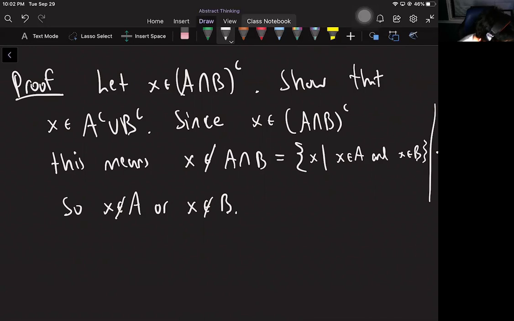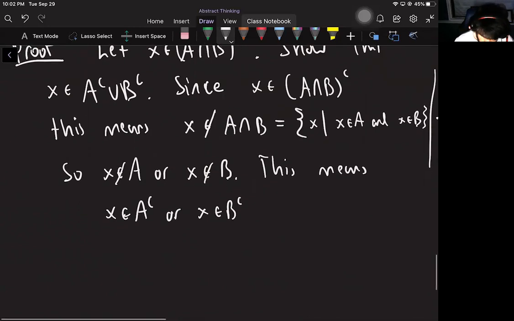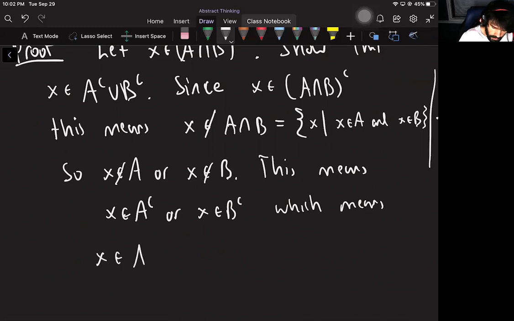Okay, so then this means what? Well, this is actually the end of this part of the proof, because X not being in A just means X is in the complement of A, or X not being in B just means it's in the complement of B. Which means that's the definition of union. It's in one or the other, so X is in the union of these two sets, which is what I wanted to show.